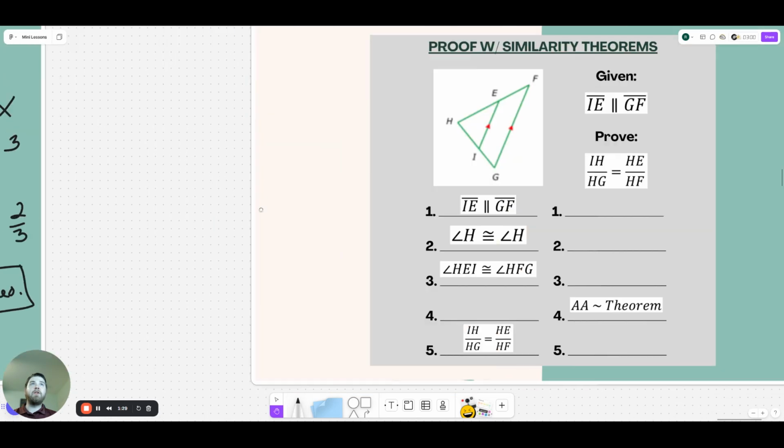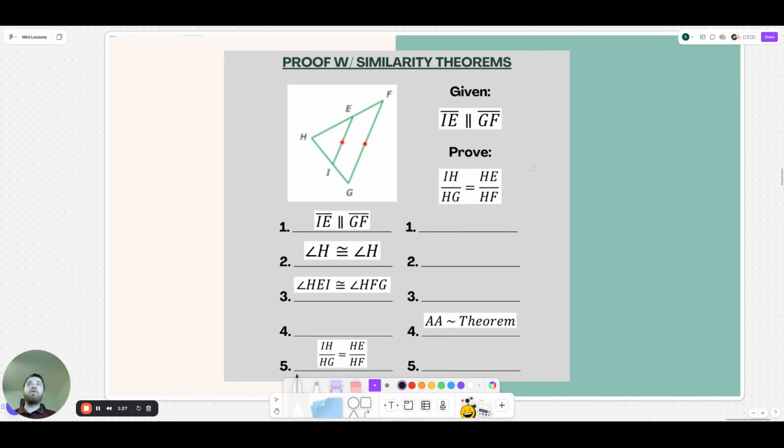All right, let's take a look at this proof. So I've got 2 triangles, triangle HEI and triangle HFG. I'm given that this side here, IE, is going to be parallel to this side. So that's my given information. So I can always write that down. Always start with your given.